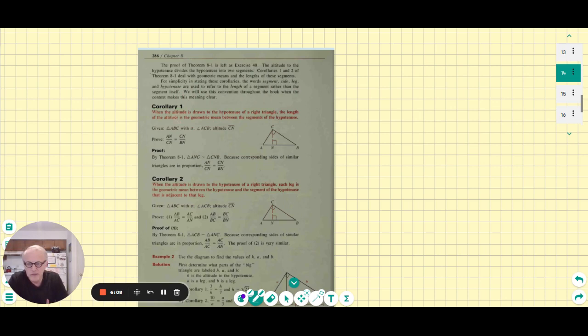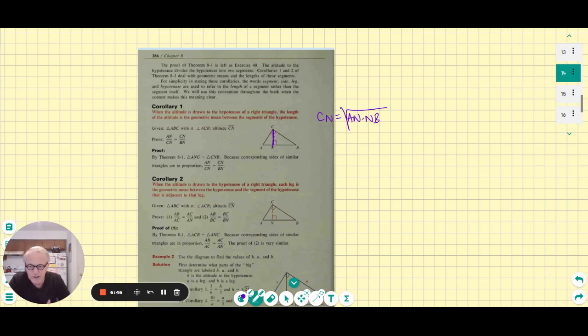So corollary 1: when the altitude is drawn to the hypotenuse of the right triangle, the length of the altitude is the geometric mean between the segments of the hypotenuse. What that says is that this altitude CN is equal to the square root of AN times NB. So if we're wanting to find these two segments here, the geometric mean will give us CN.